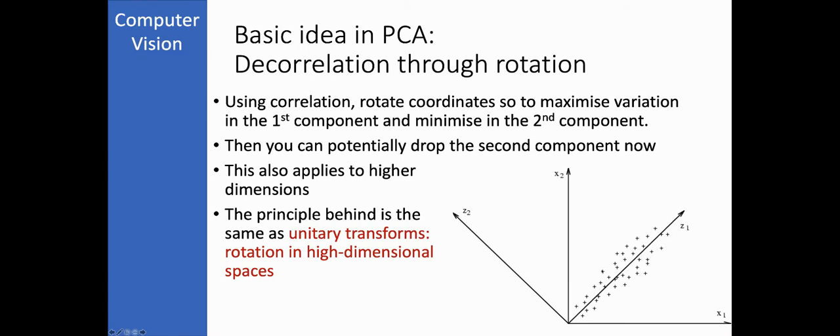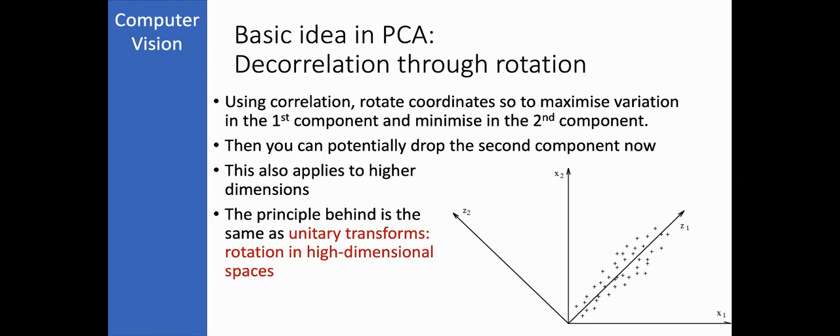what I mean is the dispersion of the samples on that axis. While the dispersion of the samples on the z2 axis is very small. Then I can potentially drop the second component and only represent the data with z1. Now, this is a simple 2D example, and we've seen it through rotation, but this also applies in higher dimensions, as we'll see in a second.